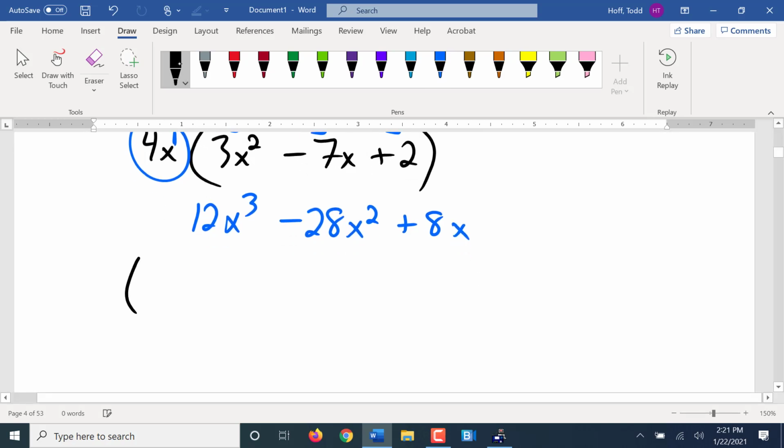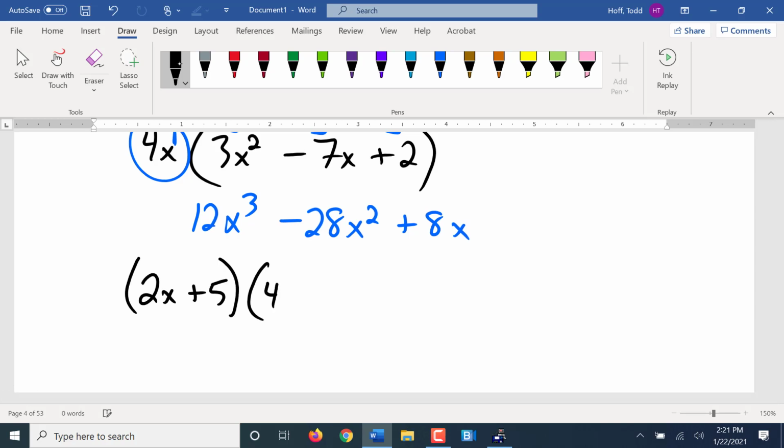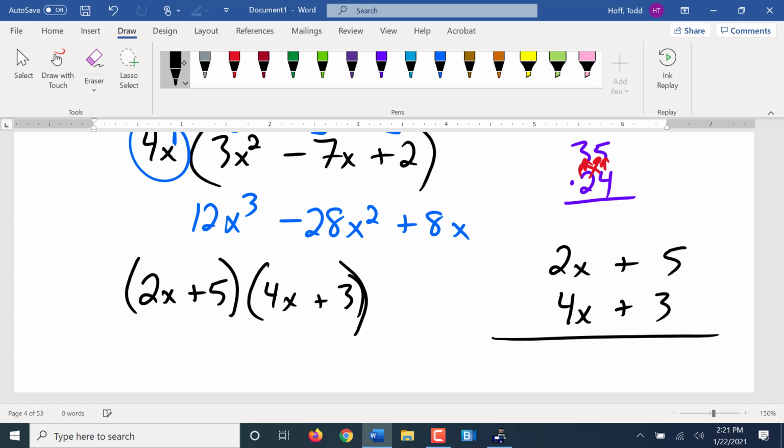The next step is to look at something like this: 2x plus 5 times 4x plus 3. Now again, this is similar to our whole numbers. If we have 35 times 24, we do the 4 times 5, then the 4 times 3, then we do the 2 times 5 and the 2 times 3, correct? We do the same thing here.